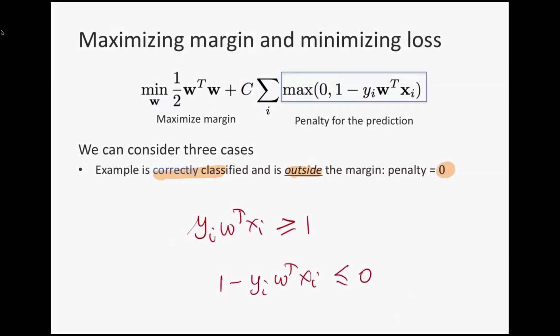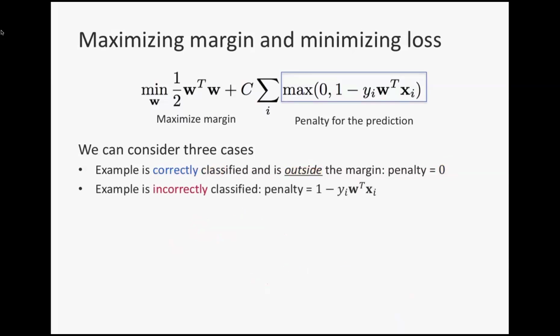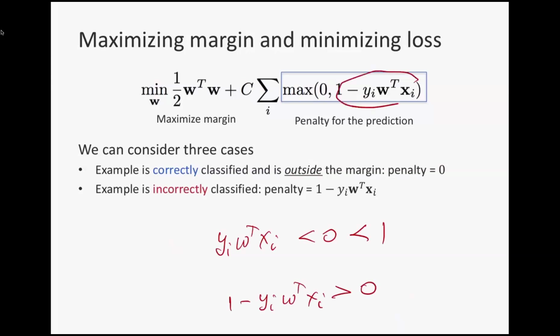Let's consider the next case. The example is incorrectly classified. That means yi w transpose xi is less than 0. We know this, right? Because if y w transpose x is negative, there's a mistake. This is what you saw for perceptron also. If y w transpose x is less than 0, that means it's clearly less than 1. That means 1 minus yi w transpose xi is greater than 0. This quantity is bigger than 0. That means the max is 1 minus y w transpose x, which is a positive number. So that's the penalty. So the weight vector has incorrectly classified the example xi yi, so it gets a penalty of 1 minus y w transpose x.